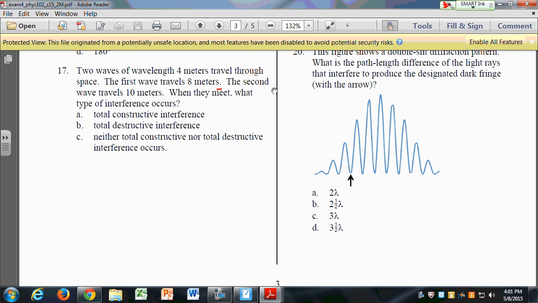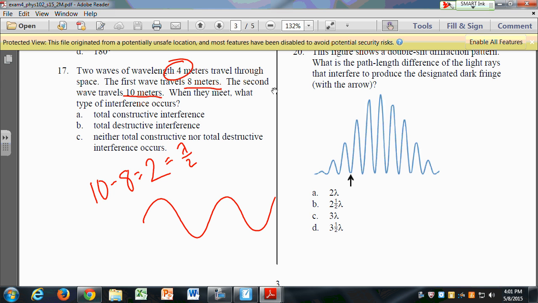So here, this wave travels 8 meters, this wave travels 10 meters. 10 minus 8 gives us our path length difference, that's 2. The wavelength is 4, so 2 is equal to half of a wavelength. Right, 2 is equal to 4 over 2. So it's a half a wavelength. So these two waves look like this. The second wave, when it met up a half a wavelength later, looks like this. This gives us total destructive interference.